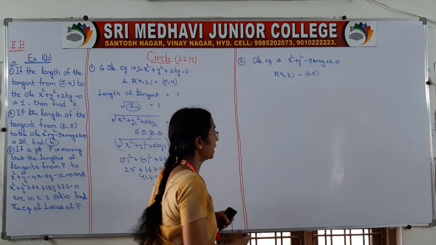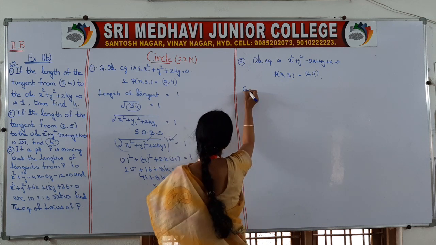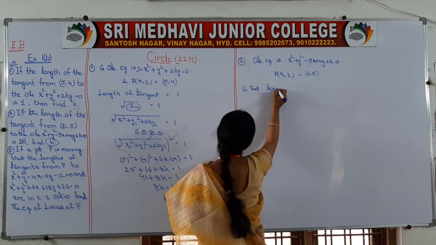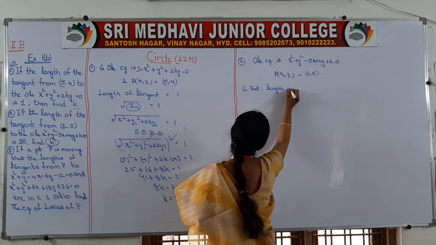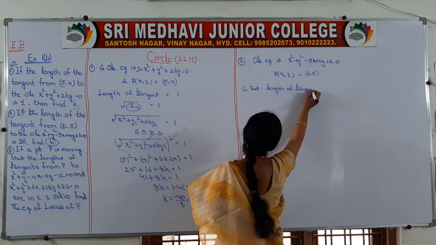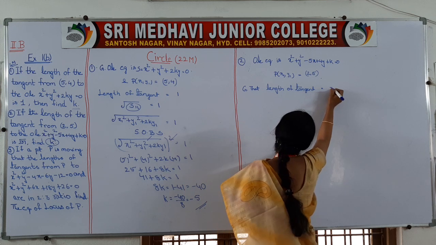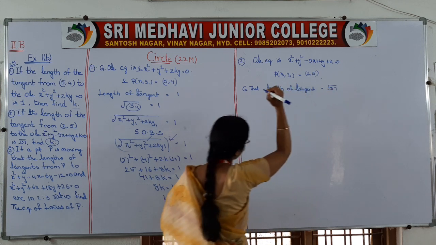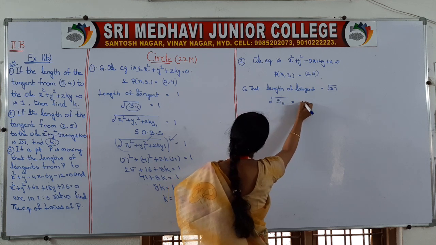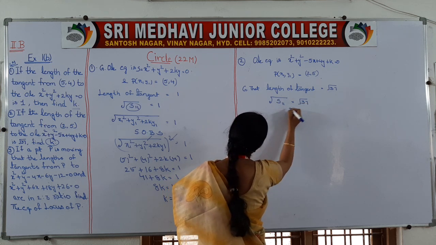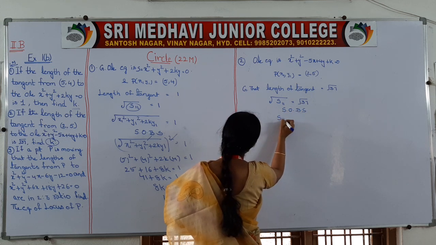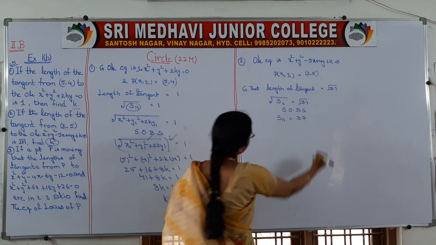Circle equation and a point are given, and the length of the tangent is given. What is the length of tangent value given in the question? It is equal to root 37. So the length of tangent formula is root S11, which is equal to root 37. Squaring on both sides, you will get S11 is equal to 37.